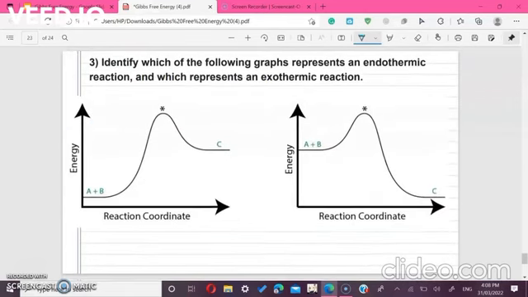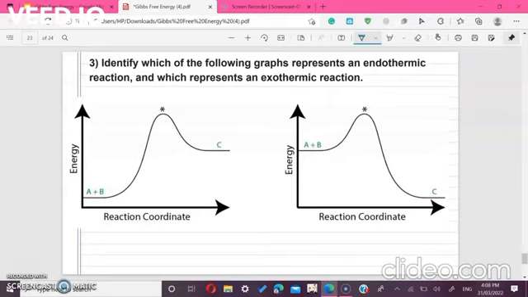Let's move on to the last question. Identify which of the following graphs represents an endothermic reaction and which represents an exothermic reaction. Let's start with the graph that is to the left. The y-axis gives us the energy, and the x-axis gives us the reaction coordinate. A plus B are the reactants, and C is the product.